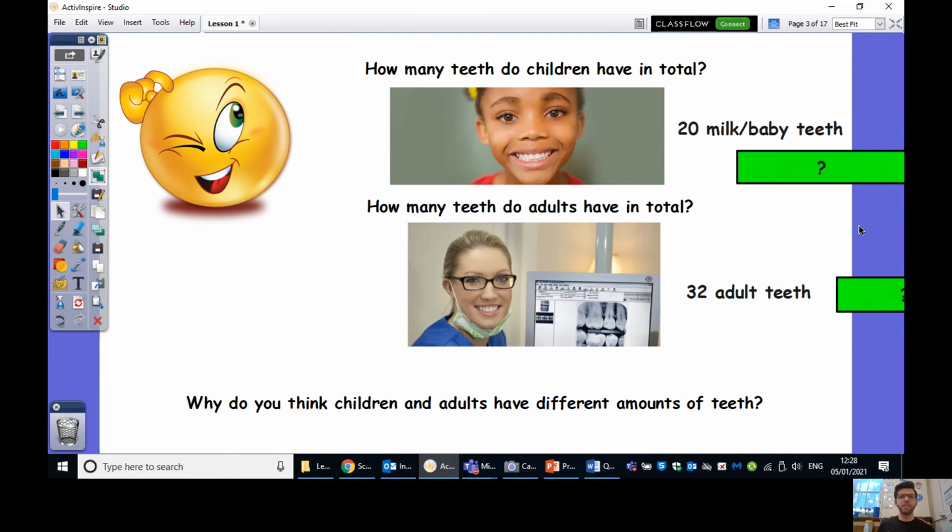Now, why do you think children and adults have a different amount of teeth? Why is it that babies are not born with 32 teeth and then it's just left like that? Why do you start with 20 teeth and then they fall out and you grow new ones? Why do you think that is, that children and adults have different amounts of teeth? So again, pause the video, have a little think and see if you can come up with an explanation.